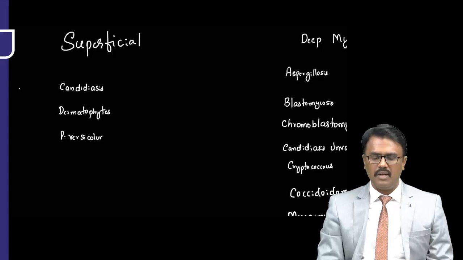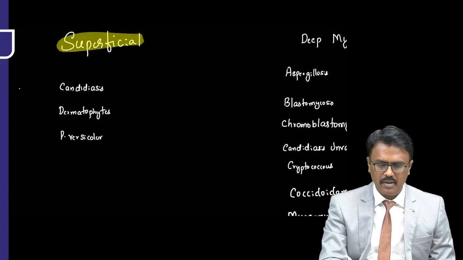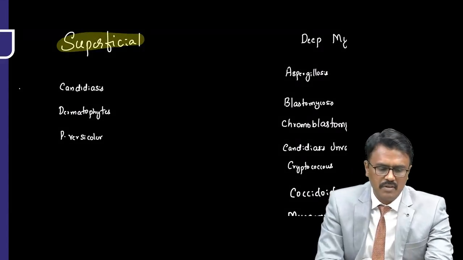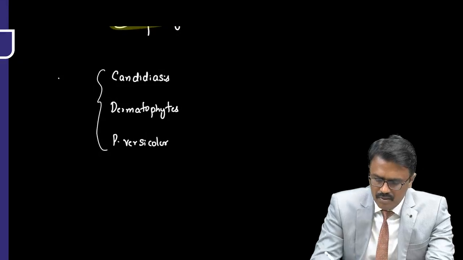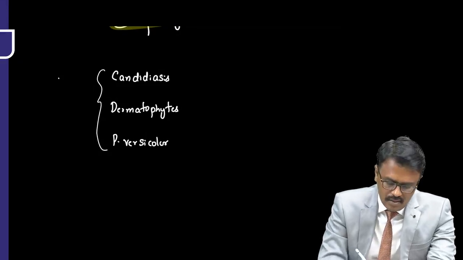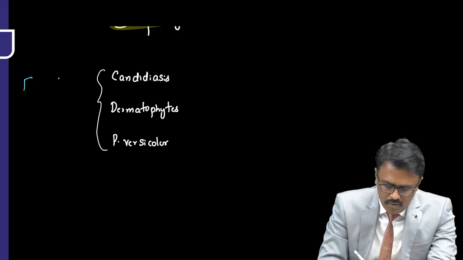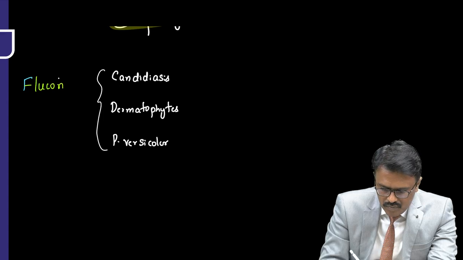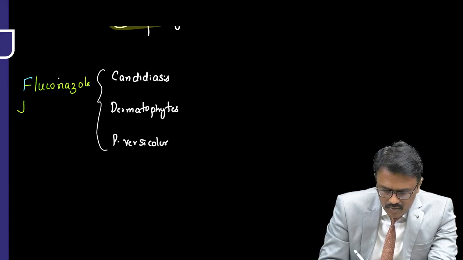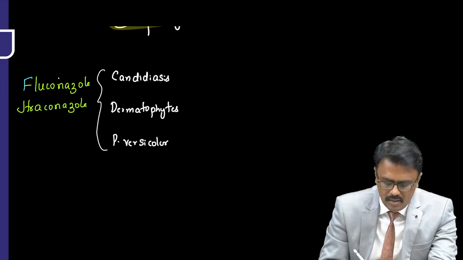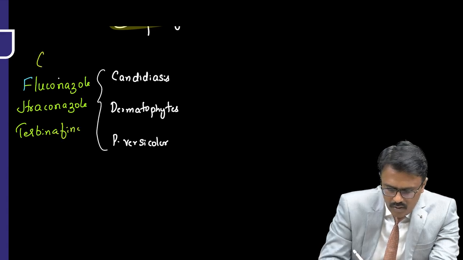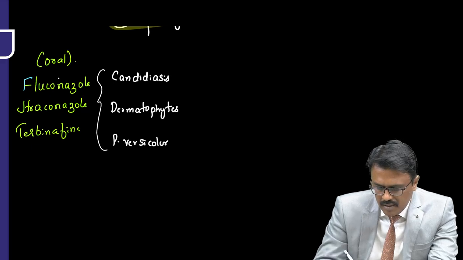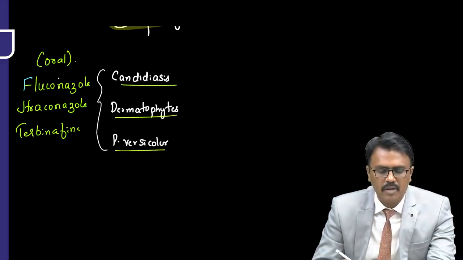So once we know the fungal infection, I told you there are superficial and deep fungal infections. Now for superficial fungal infections, candidiasis, dermatophytosis or pityriasis versicolor, the commonly used drugs are, we can give fluconazole, itraconazole or terbinafine. These are given orally, usually in the dermatology department. So these are the oral drugs to treat candidiasis, dermatophytosis and pityriasis versicolor.